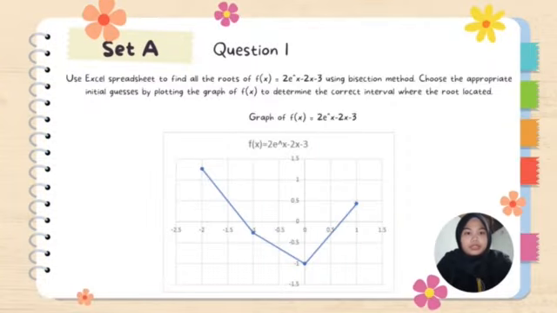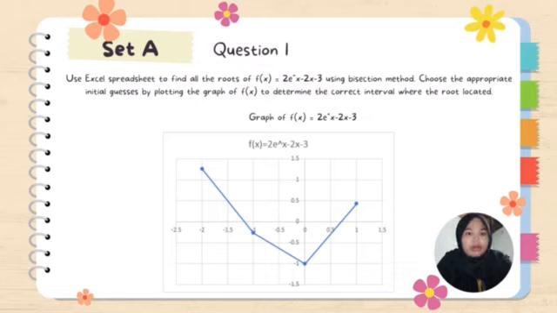Okay, question 1. The question is, use an Excel spreadsheet to find all the roots of f(x) = 2^x - 2x - 3 using the bisection method. Choose the appropriate initial guesses by plotting the graph of f(x) to determine the correct interval where the root is located.